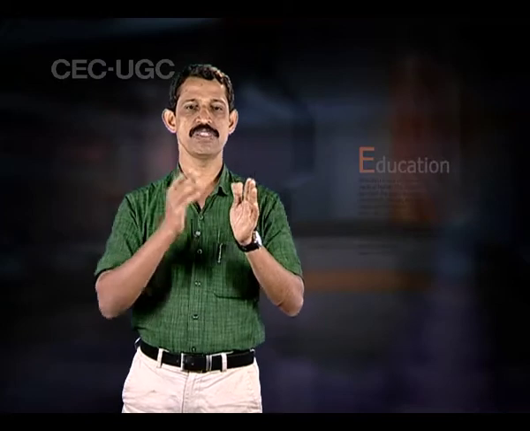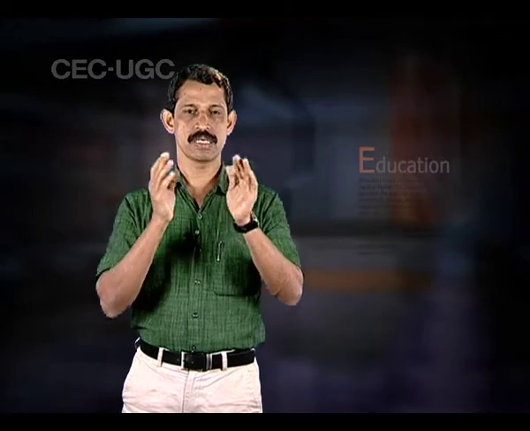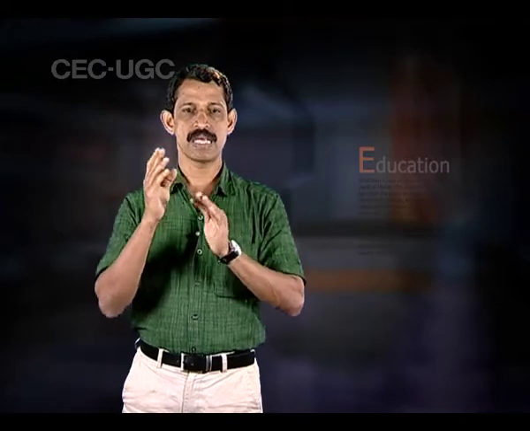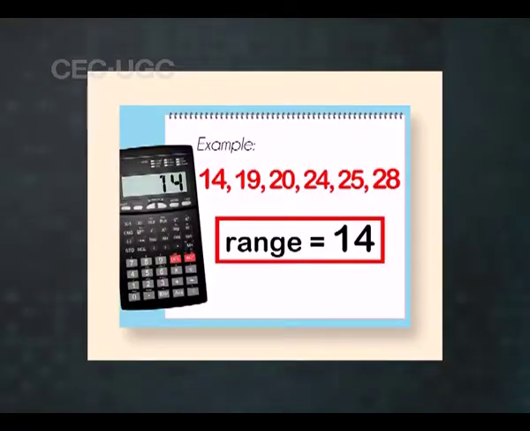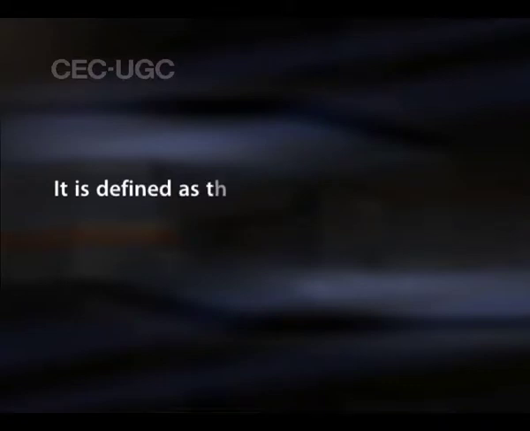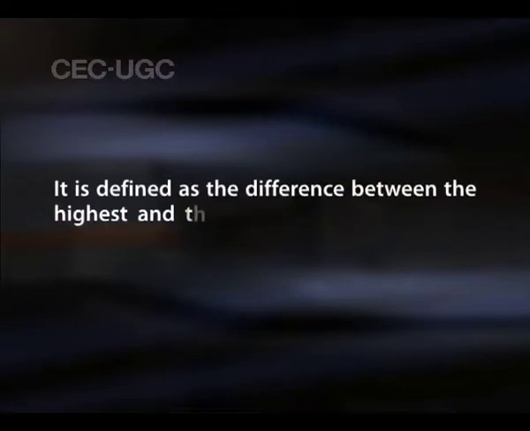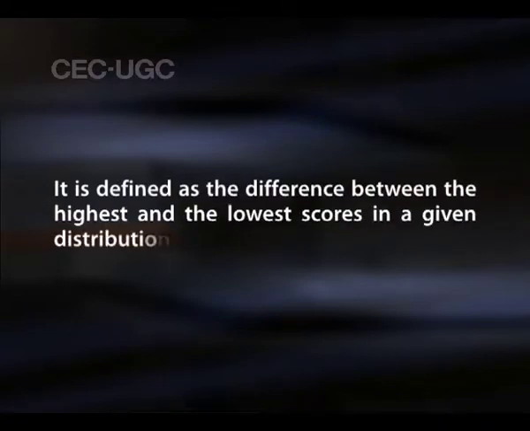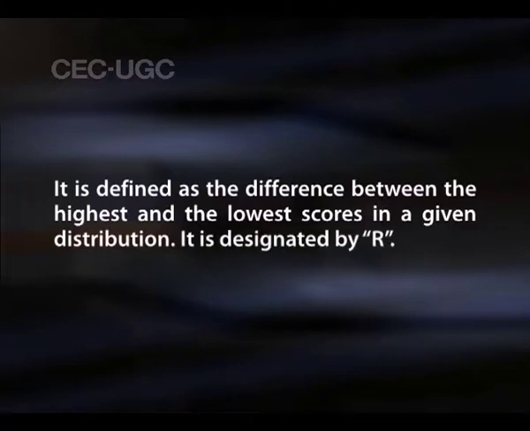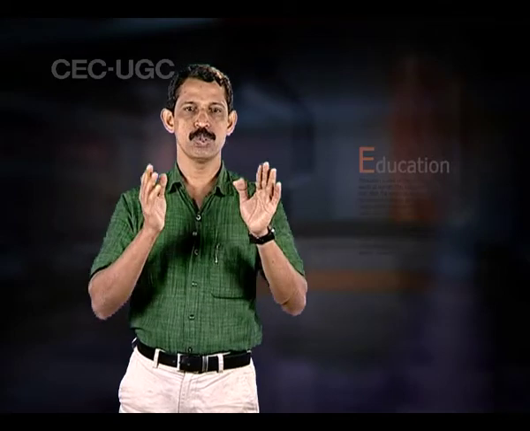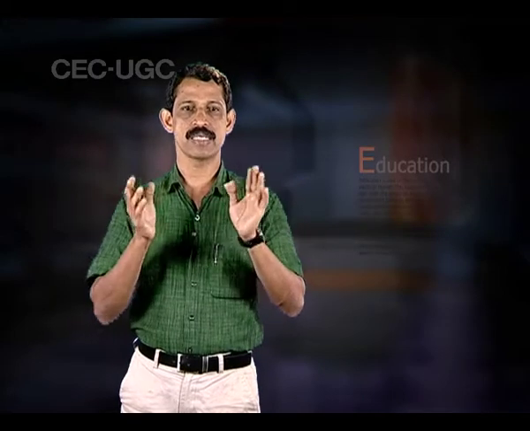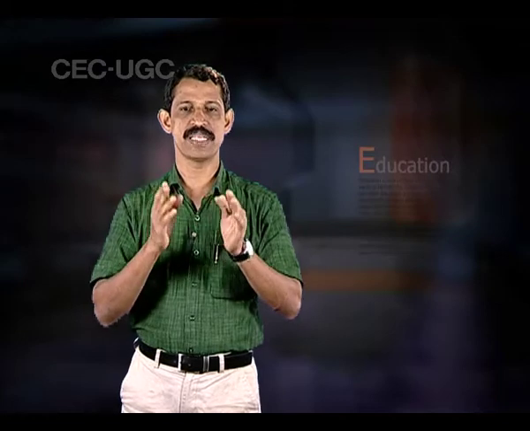The measures which we shall discuss in this unit are the range, the quartiles, the deciles and the percentiles. The range. This is the simplest but crude and unreliable method of estimating variability. It is defined as the difference between the highest and the lowest scores in a given distribution. It is designated by capital R. It is usually affected by the presence of two extreme scores. The greater the range, the greater the dispersion or variability.